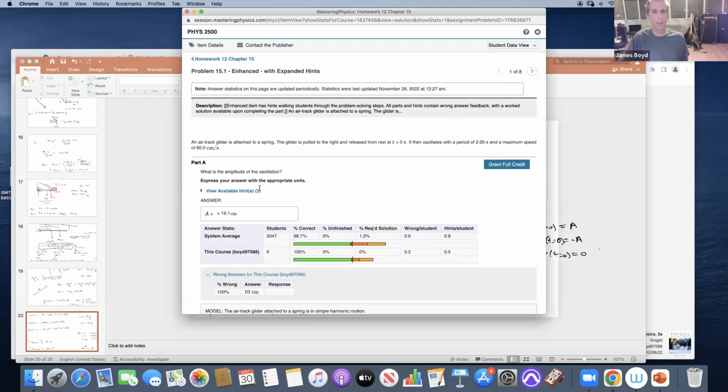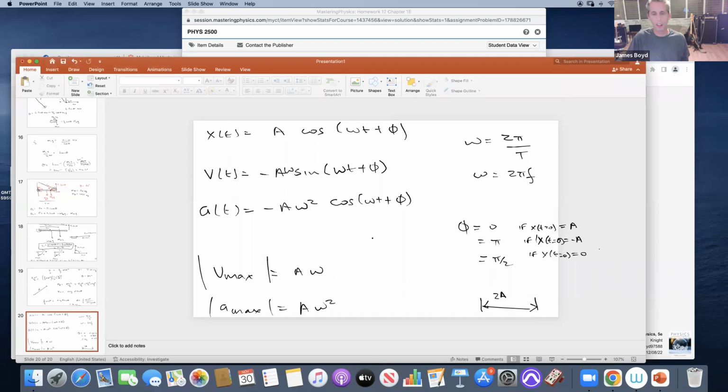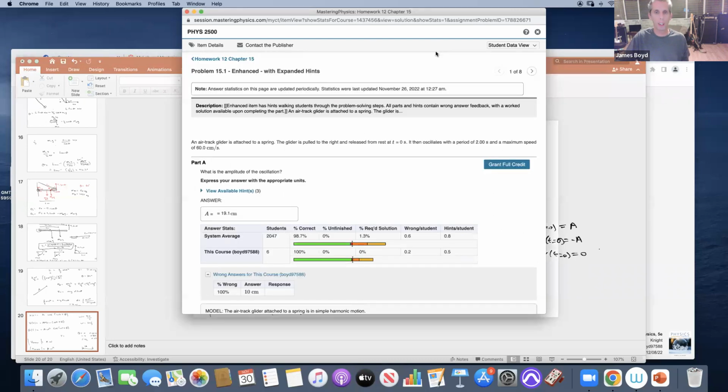In this problem, we're told that an air track glider is attached to a spring, the glider is pulled to the right and released from rest. It then oscillates with a period of 2 seconds and a maximum speed of 60 centimeters per second. So period is 2 seconds.